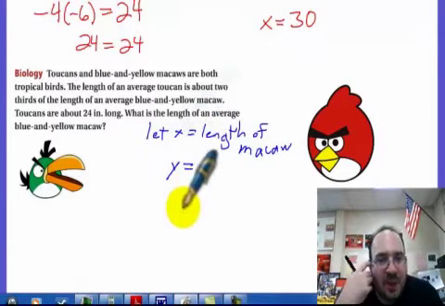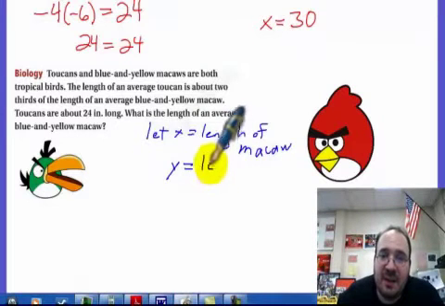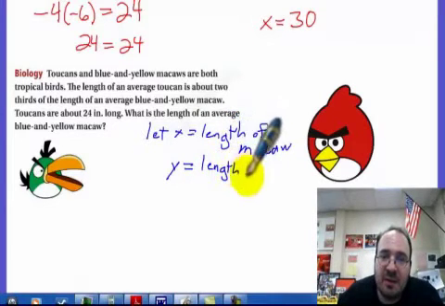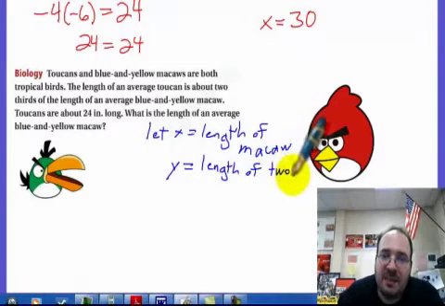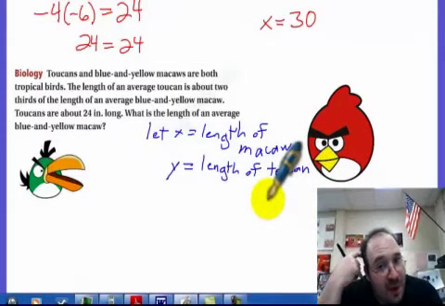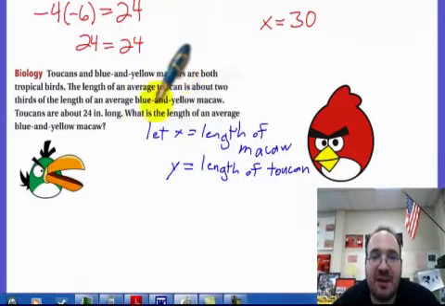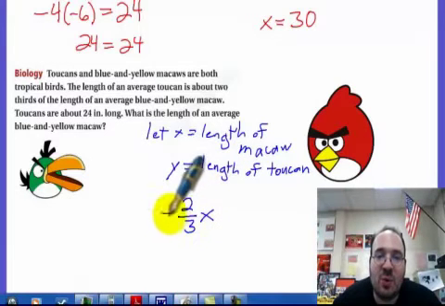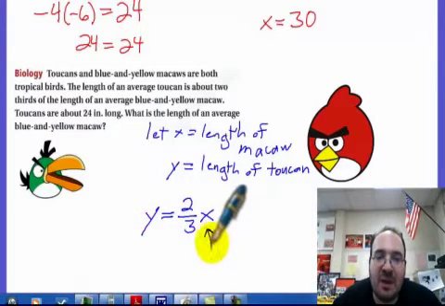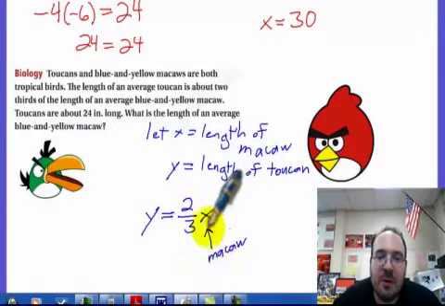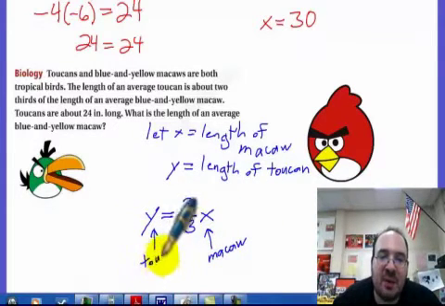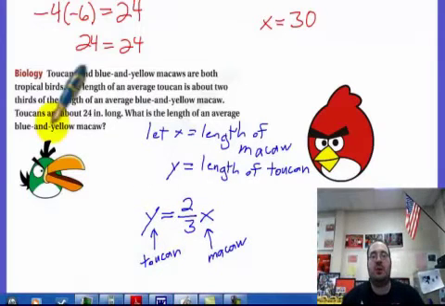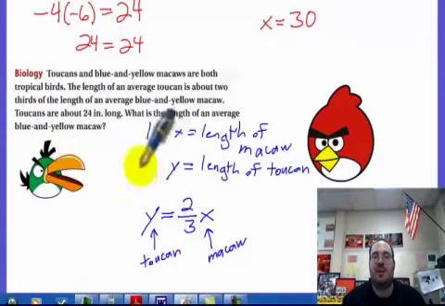Y equals what? Well, that's the length of the toucan. Length of the toucan. Oh, I spelled it right. Okay, so anyhow, we want to find out how these two are related. Well, the length of the toucan is 2/3 the length of the macaw. So 2/3 of x equals y. Okay, there's the macaw, and there's the toucan. Okay, and now we are told that the toucan is 24 inches long.